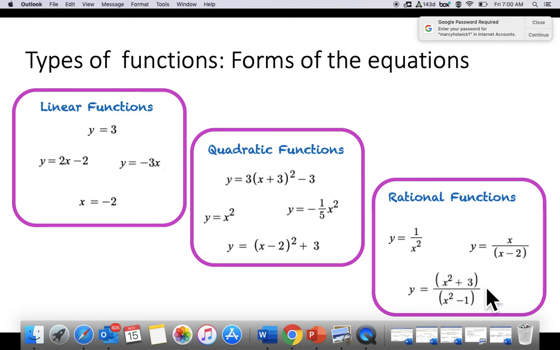And rational functions can include many powers of x. So this is x to the 0, or 1. This is x to the first. Here's another x to the first. There's an x squared. We could have x cubed, x to the fourth, all kinds of things in rational functions. But rational functions are fractions that can have polynomial expressions either in the numerator or the denominator.